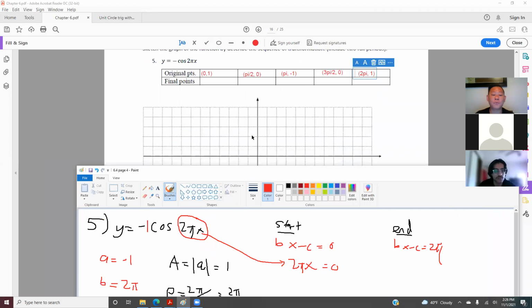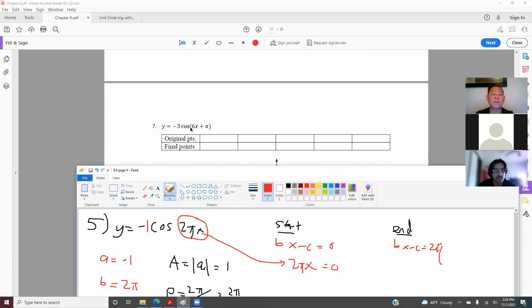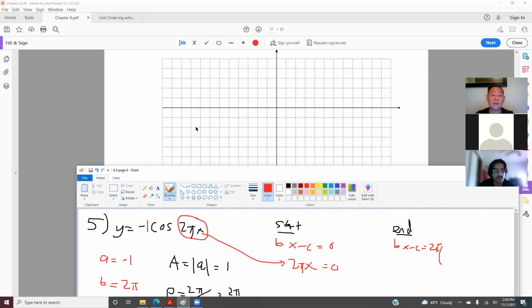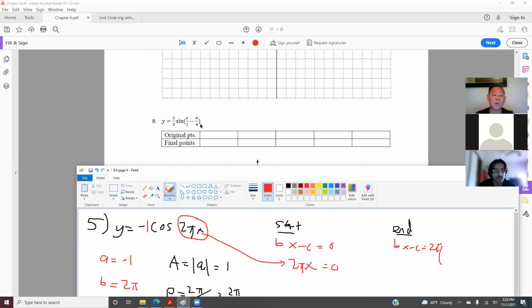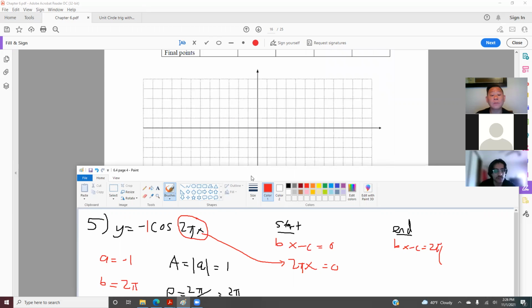If you look at the next example, your bx minus c for this question is only x. Okay, and if you look at number 7, your bx minus c in this case is 6x plus pi. So if you see parentheses, everything inside the parentheses is your bx minus c, and if you see this, x over 2 minus pi over 4 is your bx minus c. So this is the bx minus c that we talk about.